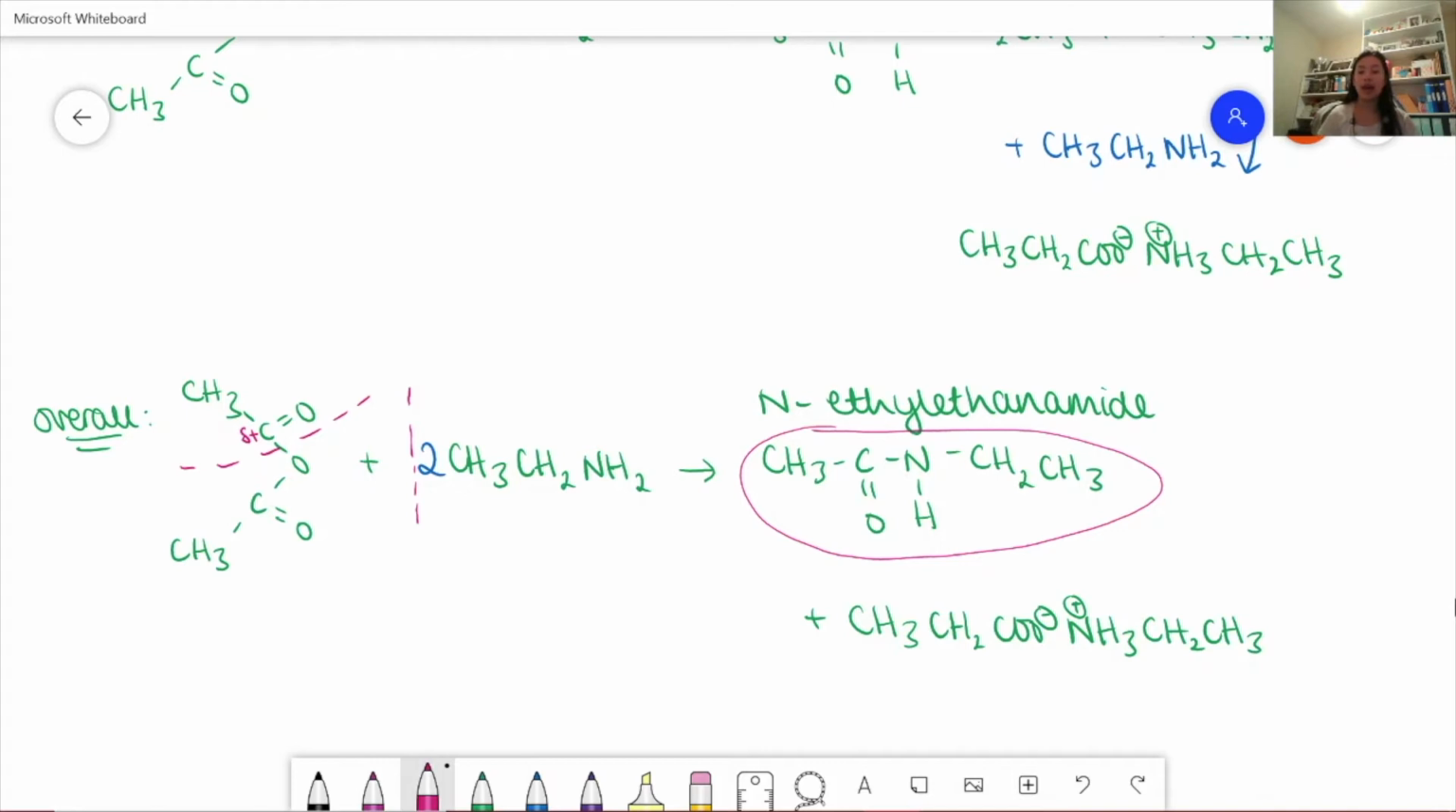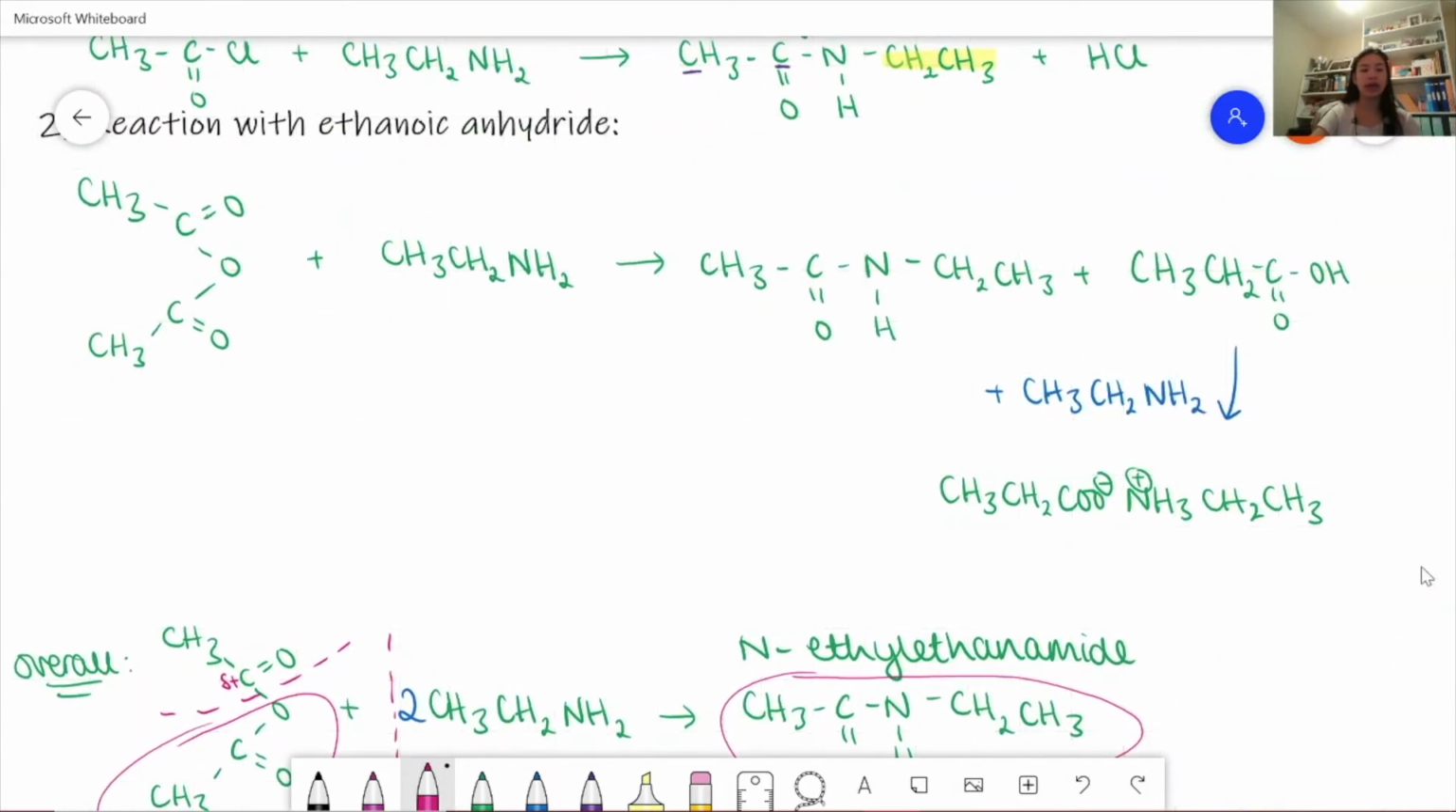And then we have the rest of this molecule here, which reacts with the H plus to form what we had as the carboxylic acid here, where we had the ethanoic acid.